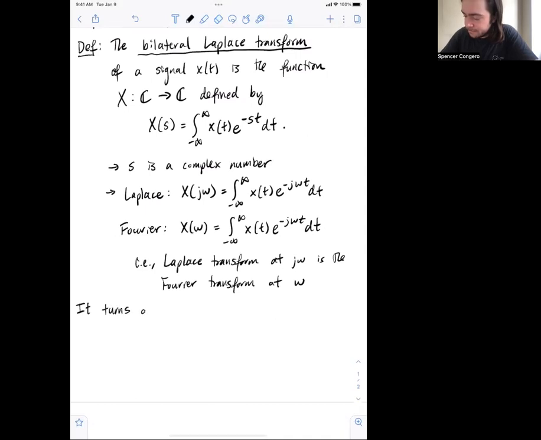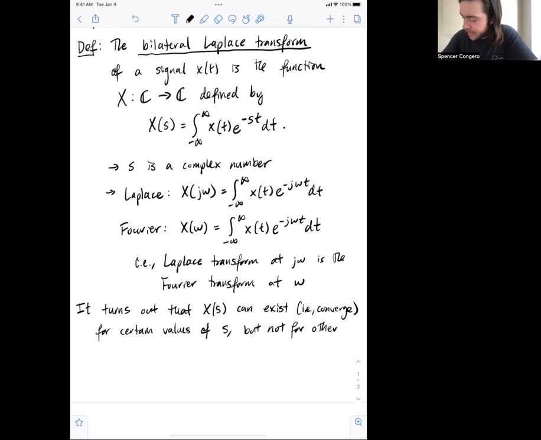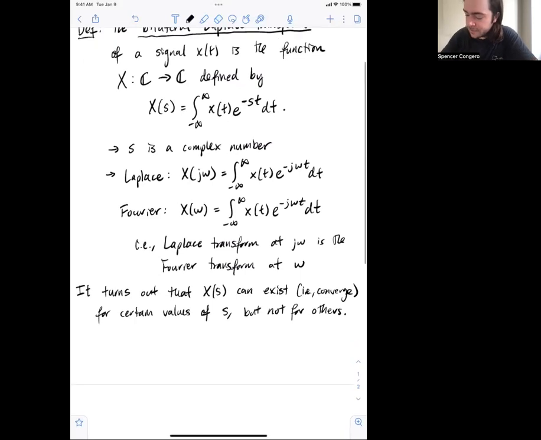So it turns out that x of s, the Laplace transform, can exist, i.e. converge. Okay, so this integral can converge for some values of s, but not for others. So you give me an x of t, and for some values of s, when I plug it into this integral, I get a number, something that converges. And for other values, it goes to infinity, it blows up, it diverges.